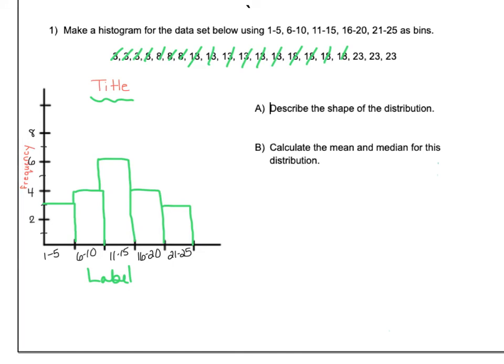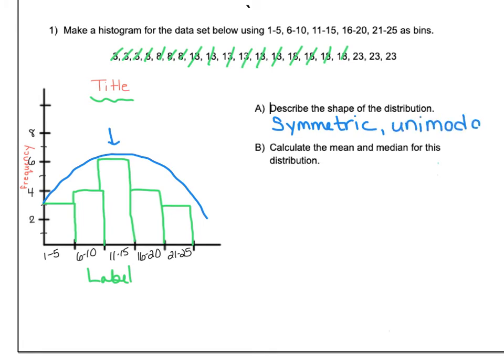So to describe the shape of the first distribution, if you kind of drew a smooth curve over top of this, to me this looks symmetric. Additionally, how many peaks does it have? I would say just 1. So this is symmetric and unimodal, meaning it has 1 mode. Let's calculate the mean. You're actually given the raw data, so find the sum and divide by the number of data items. The mean is 13. For the median, there are 20 numbers.